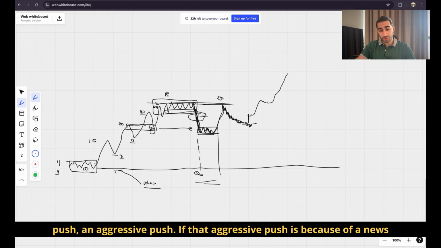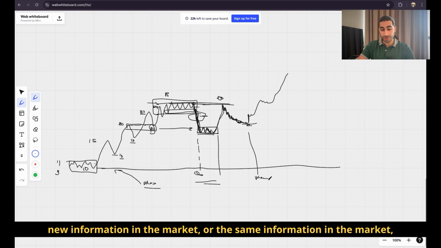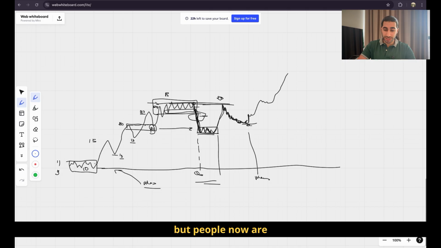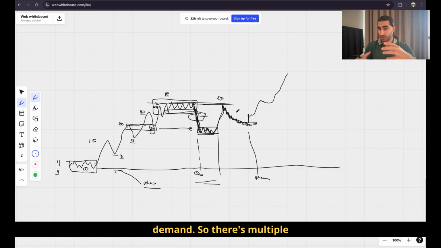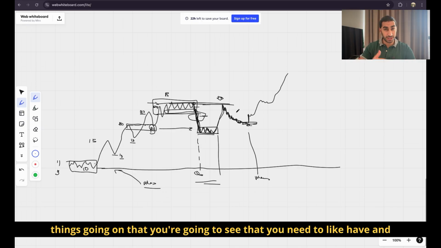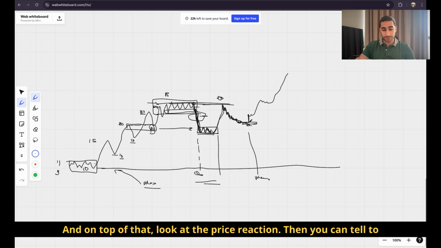If that aggressive push is because of news that has purpose, or new information in the market, or the same information but people are now satisfied with that price and buyers want to buy more and there's more demand, there are multiple things going on that you need to build the puzzle out of. And on top of that, look at the price reaction.